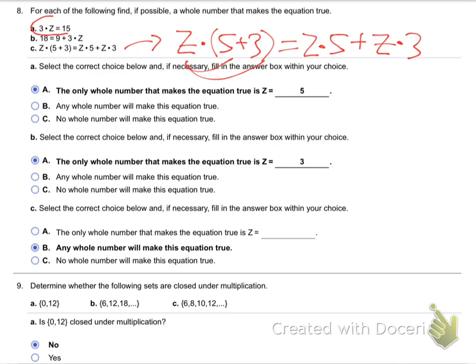Whereas like part A, I don't know if you can see part A up there, 3 times Z is 15. That's only true when Z is 5, right? Part A is only true when Z is 5. But part C down here is true for any number. All right, we're just seeing if you remember the distributive property.